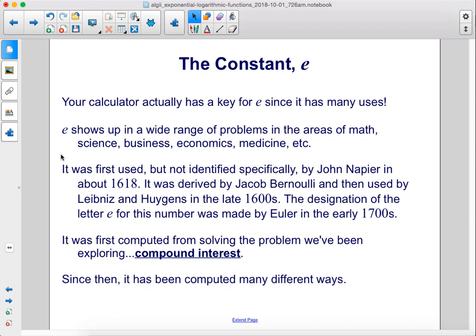It was first used, but not identified specifically, by John Napier in about 1618. It was derived by Jacob Bernoulli and then used by Leibniz and Huygens in the late 1600s. The designation of the letter e for this number was made by Euler in the early 1700s. It was first computed from solving the problem we've been exploring, compound interest. Since then, it has been computed many different ways.